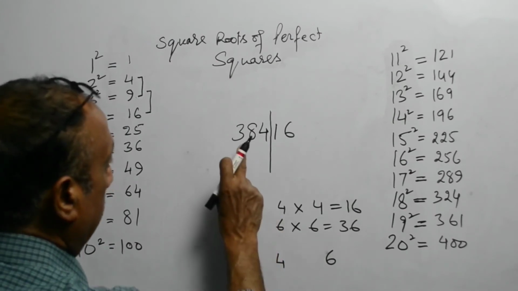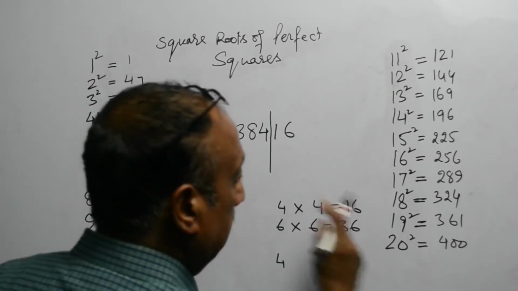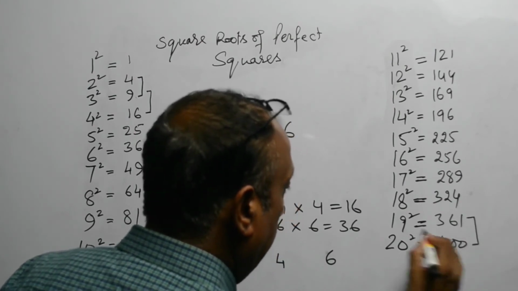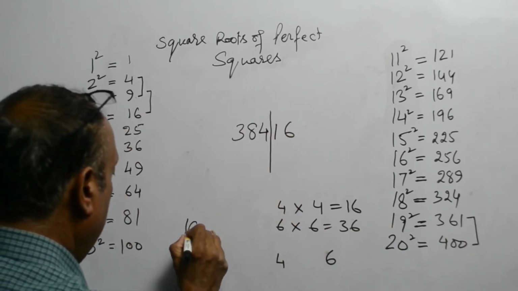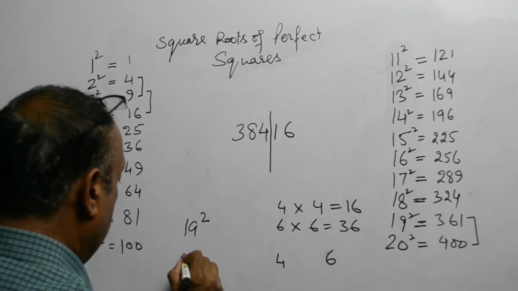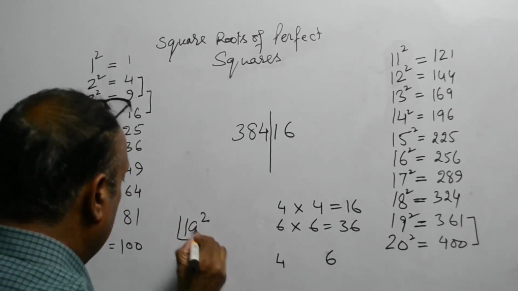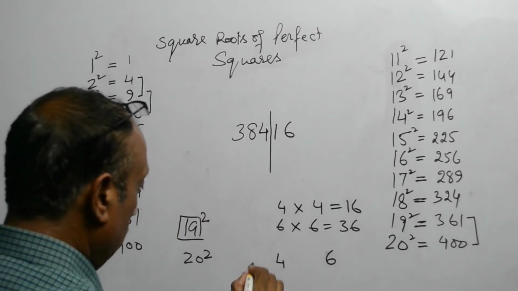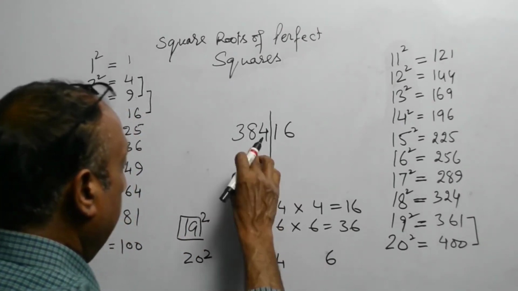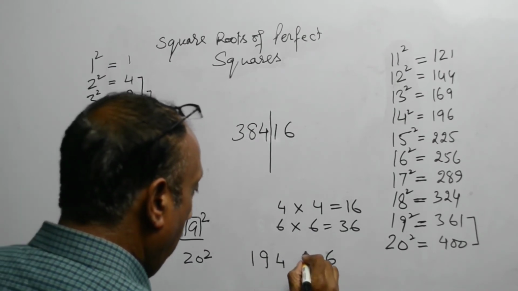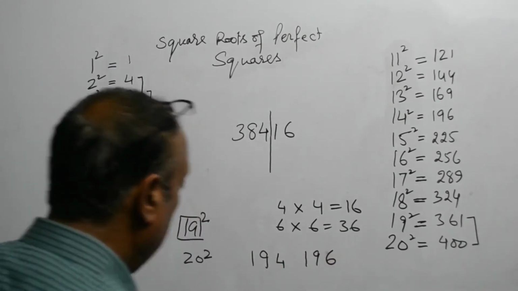Now 384 is coming between 361 and 400. It means the square of 19 and square of 20. Take the smaller number 19. So this number is a square of either 194 or 196.